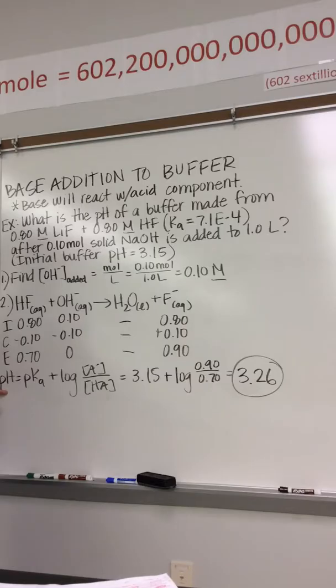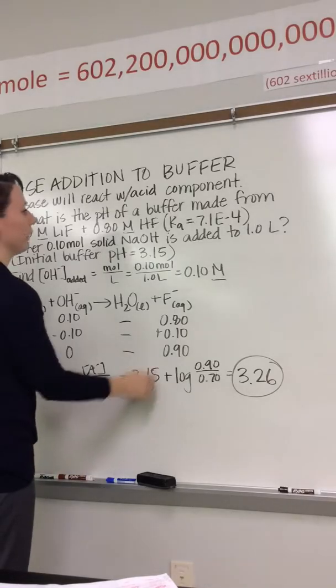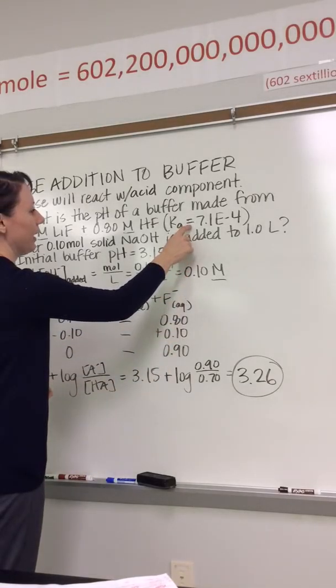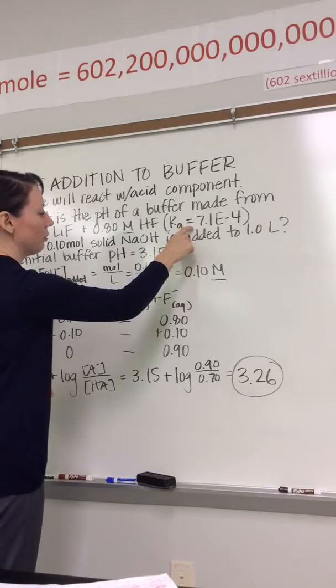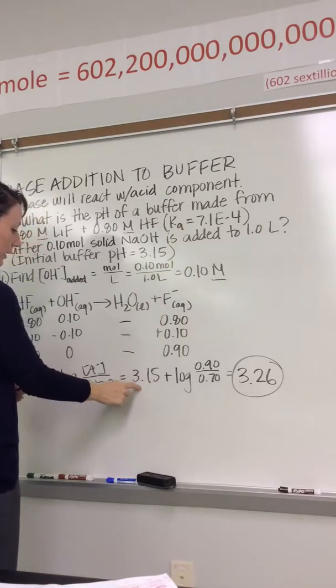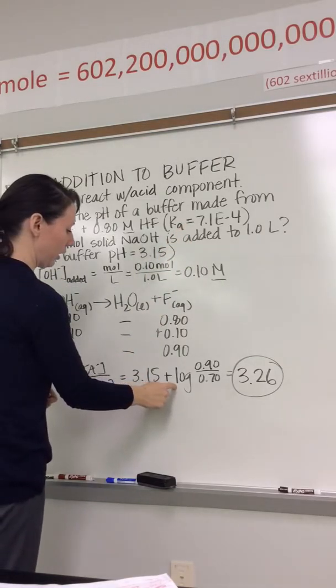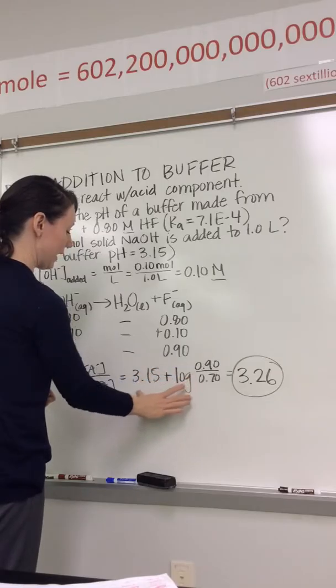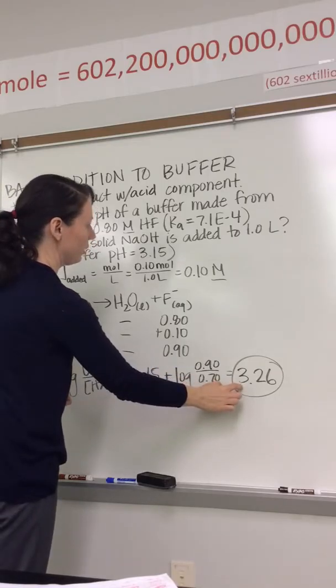Now we use the Henderson-Hasselbalch equation. pH is equal to pKa plus the log of A minus over HA. The pKa comes from taking the negative log of the Ka. So taking the negative log of 7.1 times 10 to the negative 4 gives me this value. And then when I do the log of 0.9 over 0.7 and add it to the pKa, I get 3.26.